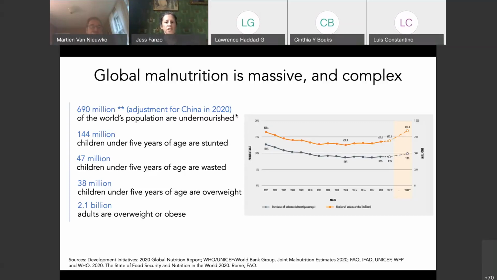Now, most of these numbers are not getting better, they're getting worse, or if they are coming down, it's much too slow. So we're really at a crossroads where you see some global health indicators like child mortality coming down dramatically. But why aren't we seeing that with nutrition? Well, diets and food systems are a big reason why.